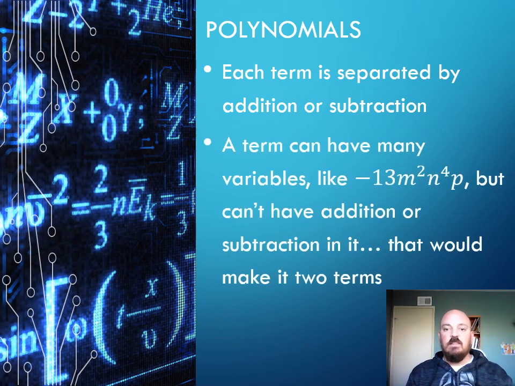So if you see something like this, I'll give you an example of a very complicated term. I said a term can have many variables, and my example is negative 13 m squared n to the fourth p. You might look at that and think, oh, that's more than one term. That's got three variables, it's got to be like three separate terms. It's not, because they're all connected by multiplication. They're all basically stuck together as one thing. That counts as one term, even if it has a lot of variables in it. If there was a plus or a minus anywhere in there separating it, that would make it two separate terms.